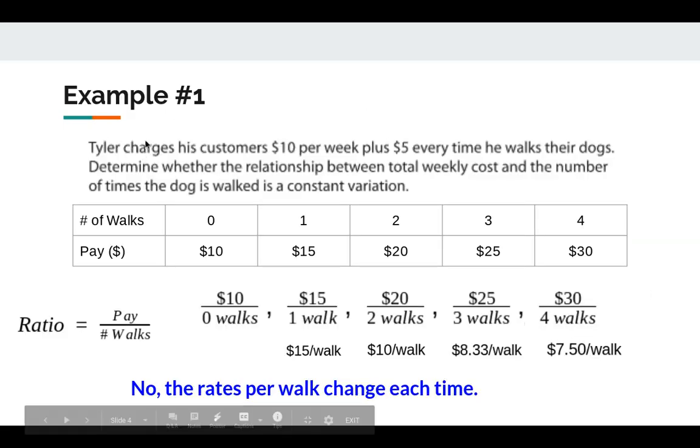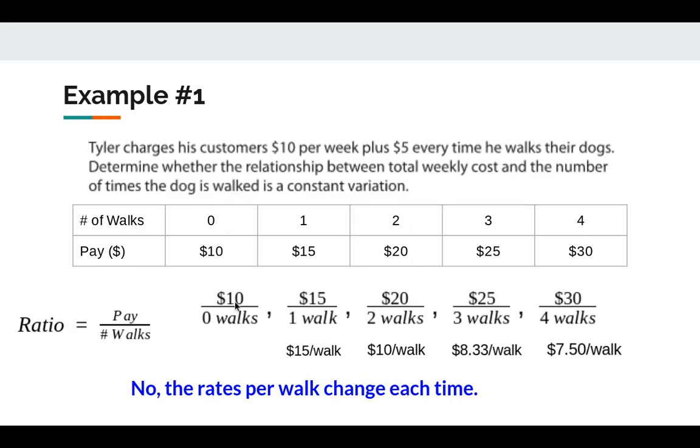Here's another example. Tyler charges his customers $10 per week plus $5 every time he walks their dogs. We want to determine, is this a form of constant variation? So I made a table comparing the number of walks. Right away, 0 walks, they're still paying $10. 1 walk, $15, because of the $10 per week plus $5 for a walk. 2 walks is $20, 3 is $25, and 4 is $30.